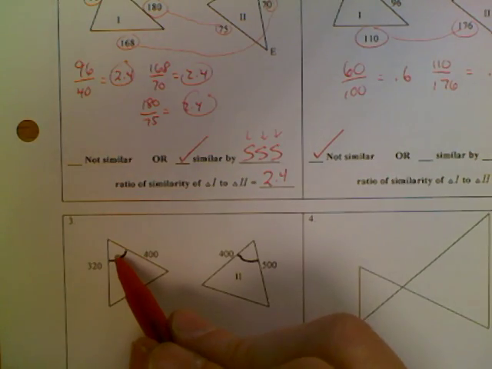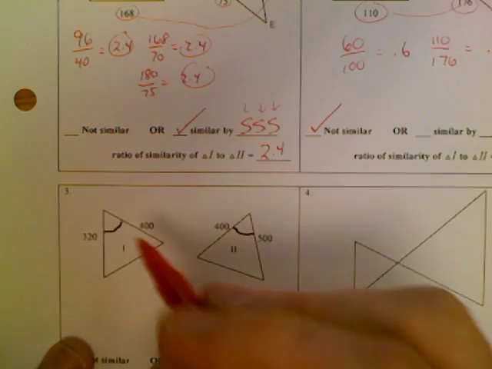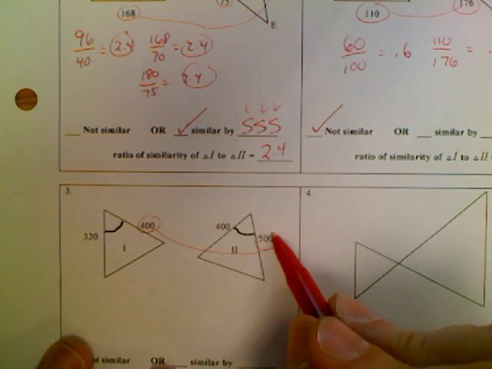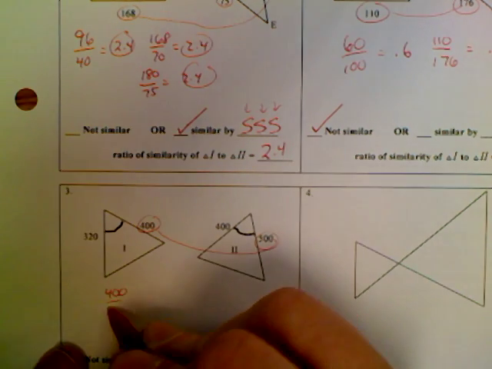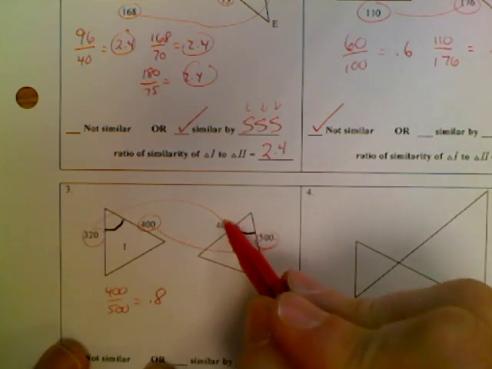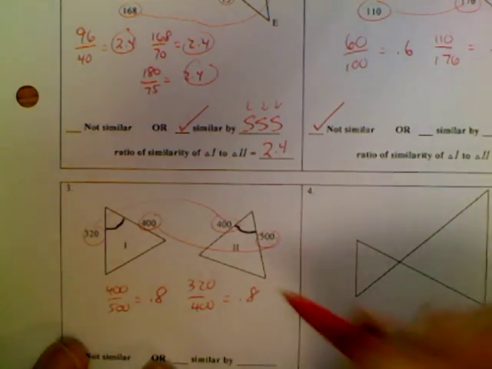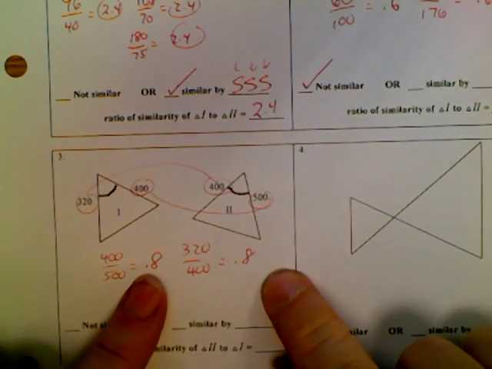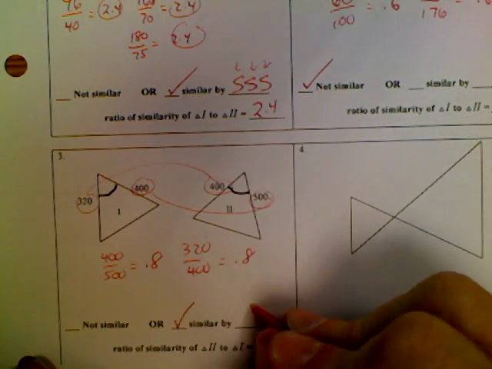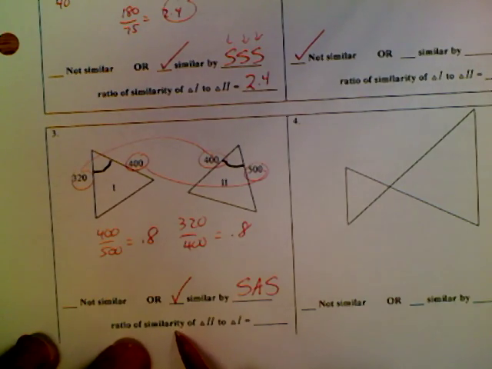I've got a pair of congruent angles marked for me already in this diagram. That's good. How about the sides? Largest side on the left, largest side on the right: 400 over 500 is equal to 0.8. Smallest side on the left, smallest side on the right: 320 over 400 is equal to 0.8. The ratios are the same. The angles between them are congruent, so these are similar by SAS. I'm asking again now, what is the ratio of similarity?